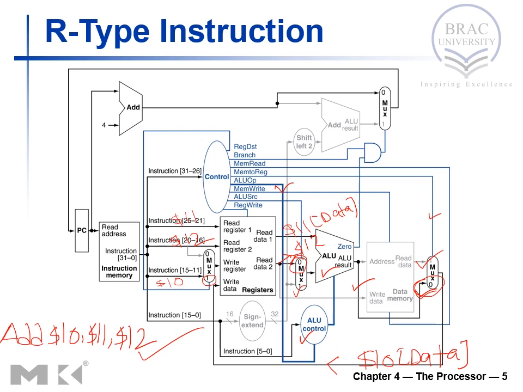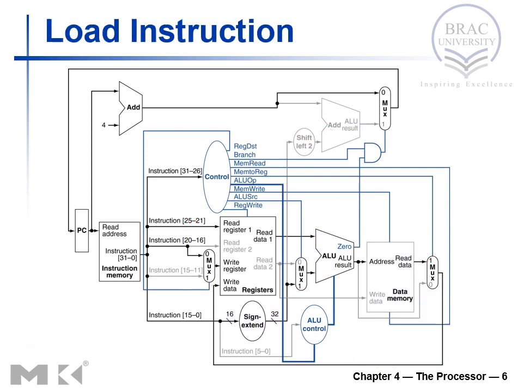And as we can see, this component, then this component and the memory element, they are not utilized here at all, but they are in the data path. Since we did not generate any control signal for these components, they will have no role to play in execution of R-type instruction.